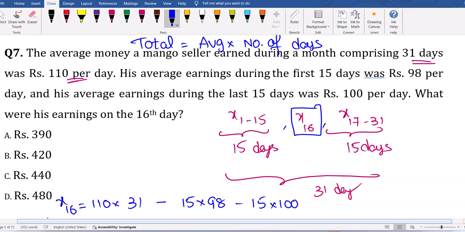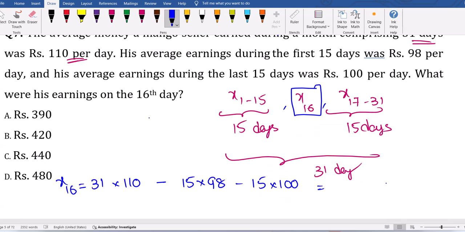From the total 31, you are removing the first 15 and the last 15. Now the calculations must be careful. 31 into 110 is 3410. Here I can take 1500, and remove 30 from that, so we got 1470. Then total 3410 minus 2970, when you remove, we get 40 at the ending. So 440 is correct.